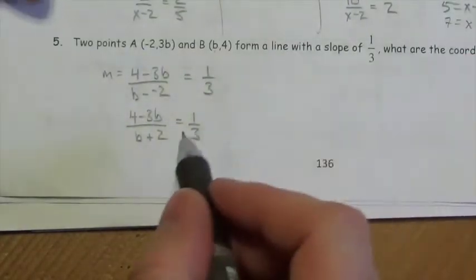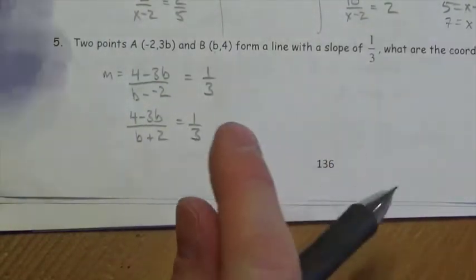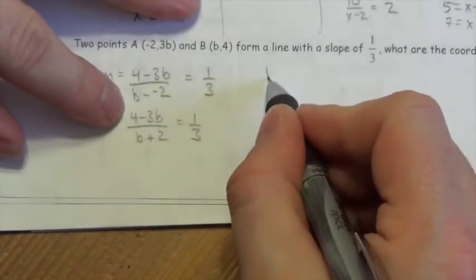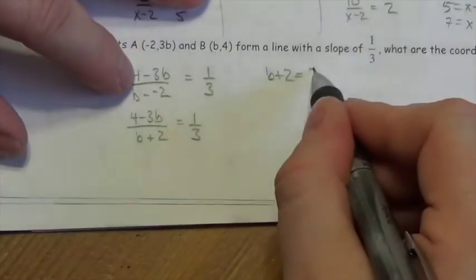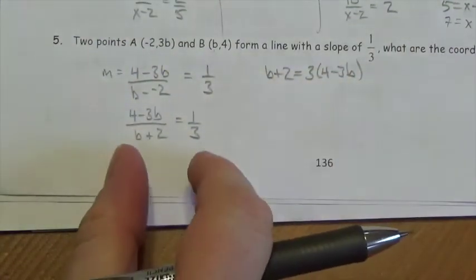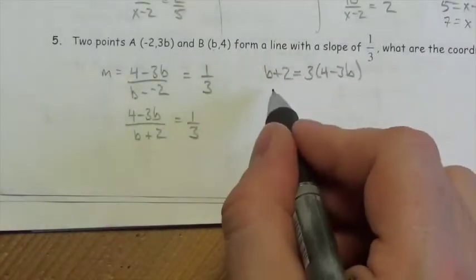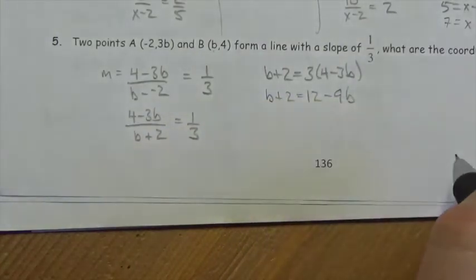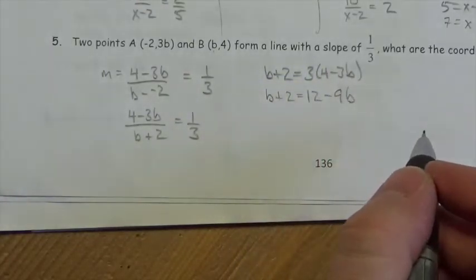So the easier thing to do here would be to do a little bit of that cross multiplying. Since it's fraction equal to fraction, I know that the numerator times the denominator, so 1 times b plus 2, is going to equal the numerator times the denominator, 3 times 4 minus 3b. This statement should be equal if this one's equal. Now I'm going to distribute that 3 through, so I've got b plus 2 is going to equal 12 minus 9b. Okay, just distribute that 3 to both of the terms that it's multiplied by.